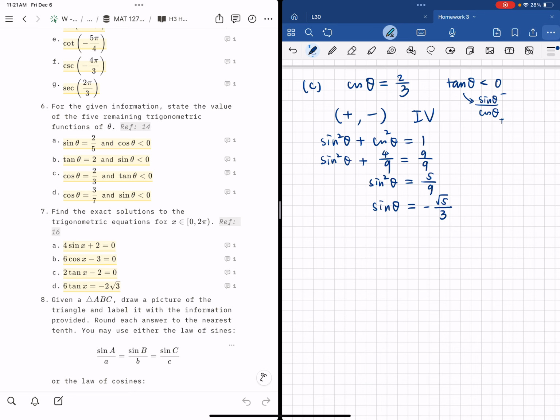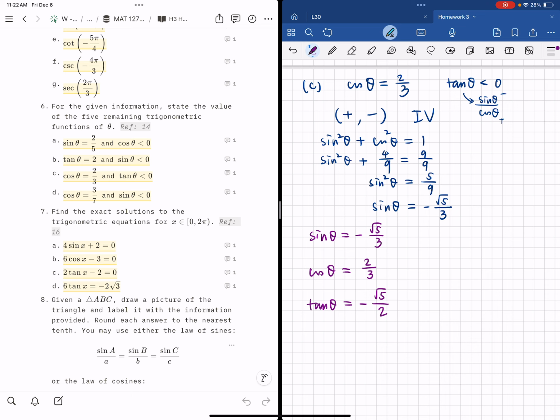And now we're ready to write the final values. I'm going to use the same color coding. My sine is negative radical 5 over 3. Cosine is 2 over 3. Tangent will be sine divided by cosine, so that would be negative. You could cross out the denominator, so it'll be negative radical 5 over 2.